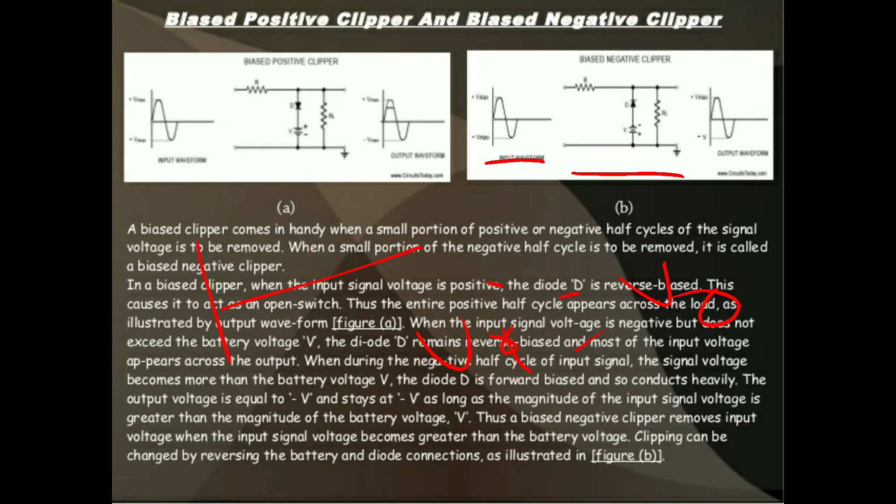Once again I am explaining. During the positive half cycle the diode is in reverse bias condition. The diode does not conduct, no voltage and current flows, and it acts as an open switch, so nothing flows to the reference voltage. The output across the load resistor is the same as the input. Now we are considering the negative half cycle.